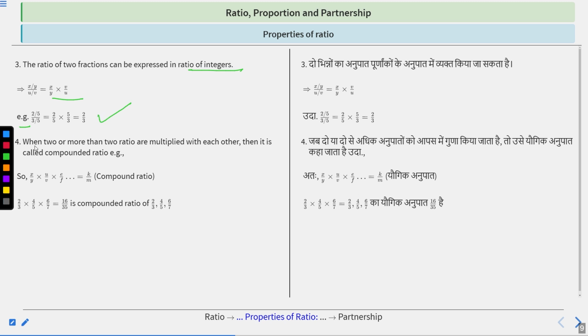Clear? In the same way, when two or more ratios are multiplied with each other, it is called a compound ratio. So x upon y multiplied by u upon v multiplied by e upon f, then k by m is called the compound ratio. For example, 2 by 3 multiplied by 4 by 5 multiplied by 6 by 7 becomes 16 upon 35, which is the compound ratio of 2 by 3, 4 by 5 and 6 by 7.